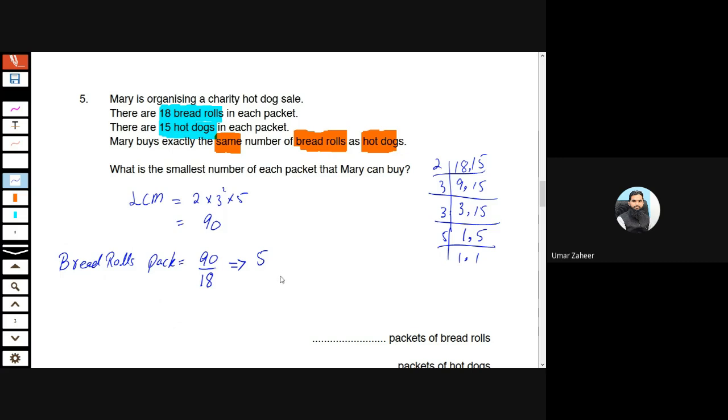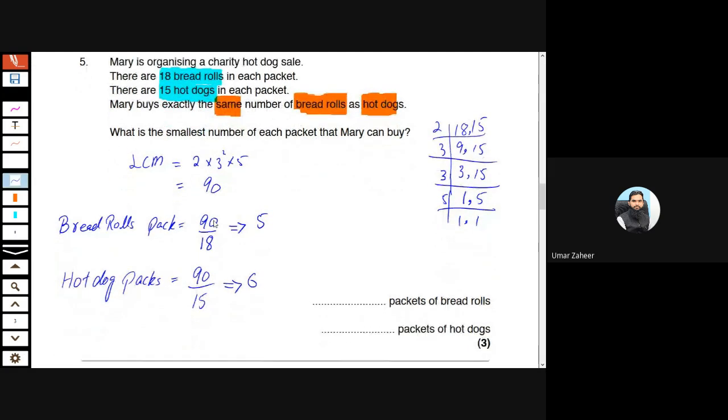Now next we have to find the hot dog packs. So that will be equal to the total number of hot dogs, 90, divided by the number of hot dogs in each pack, that is 15. So it is going to be equal to 6. Means you need to purchase 5 bread roll packs and 6 hot dog packs. So you will get the same number of bread rolls and the same number of hot dogs.